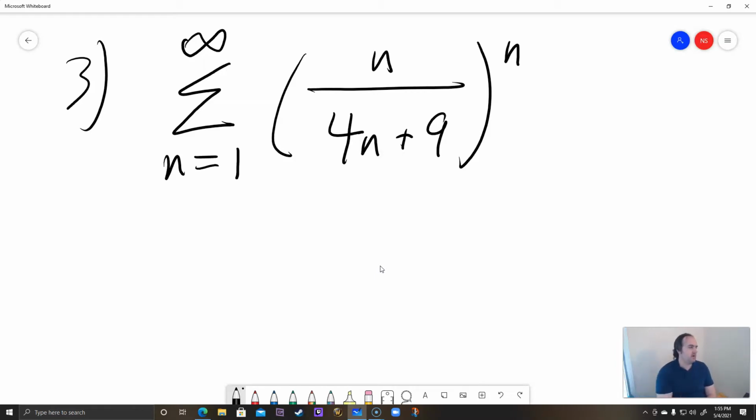And for this one, we want to actually compare this to another series. We're going to use the comparison test for this one. So which comparison test do we want to use here? Well, we can either use the limit comparison test or the direct comparison test. I'm going to use the direct comparison test. You could also use the limit comparison test, but that might get a little messy. So I think I'm going to use direct comparison.